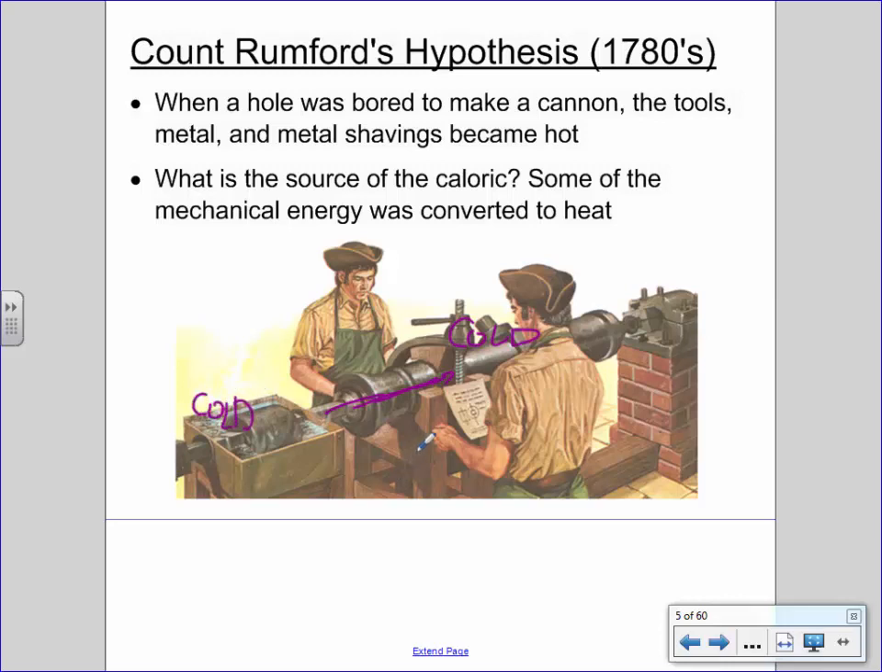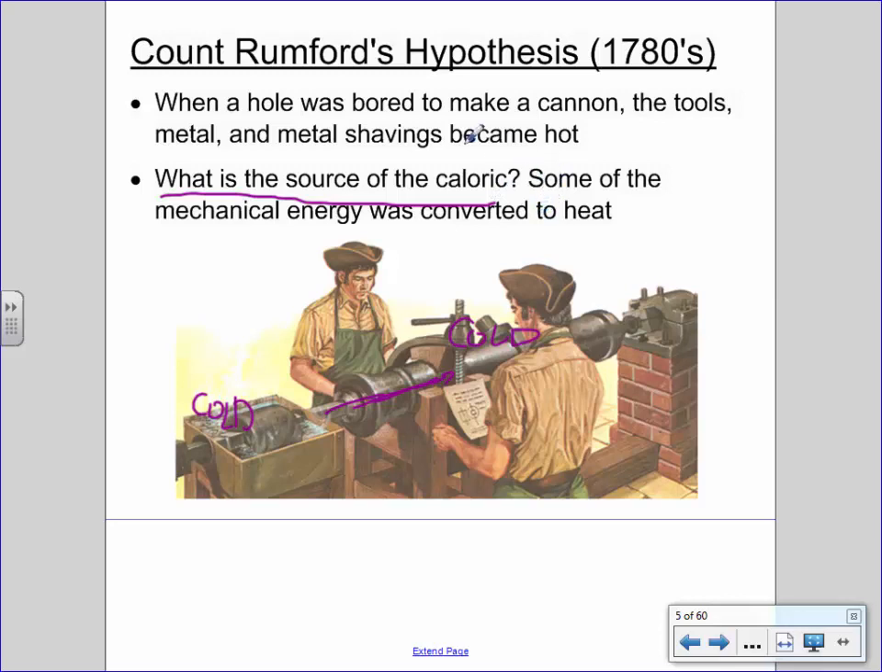But you start spinning the blade inside and it starts to heat up. And the question is, what is the source of the caloric? Where did this magic heat all of a sudden come from? Except they didn't know it was heat. You know what I mean? They thought it was an actual substance. And so this caused a huge problem because clearly there is no such thing as caloric then.